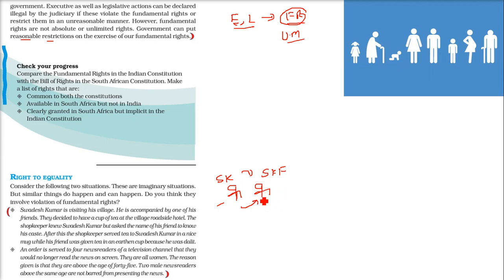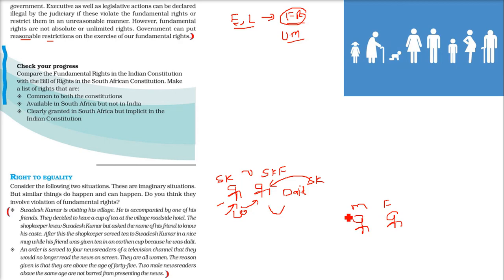Now when he knew the caste, the shopkeeper gave a very nice mug of tea to Sudesh Kumar, but for the friend he just gave a kulhad, an earthen cup made of clay. Why? Because the shopkeeper came to know that this friend is a Dalit. Is it right? Is it good? In the modern world, is it justifiable? No.